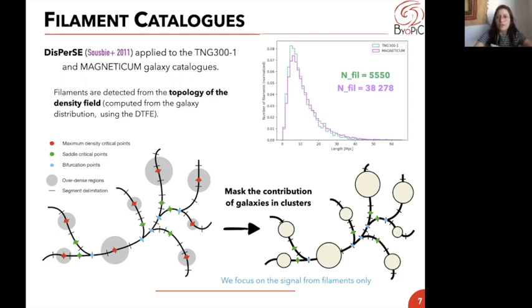The histogram that we have here is the length distribution of the filaments of the TNG and MAGNETICUM simulations. They show an exponential tail, which has already been seen with filament length, so it's good. And in the following, as we want to focus only on the contribution of filaments, we decided to remove from the catalog the galaxies that are in the densest regions of the cosmic web, that are the clusters.